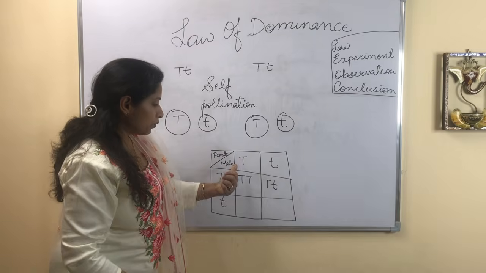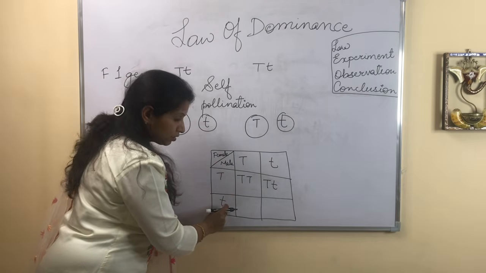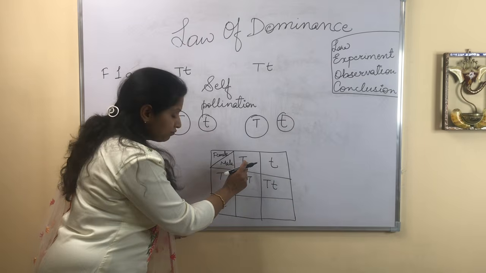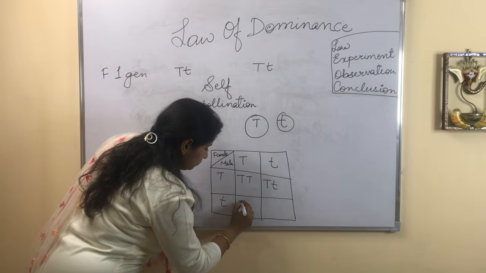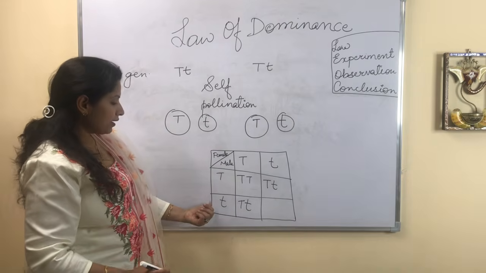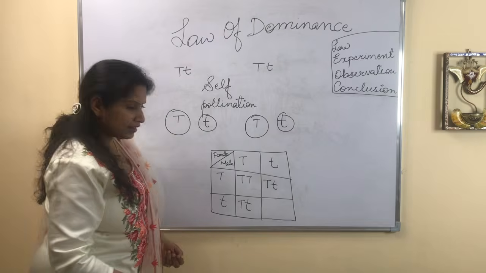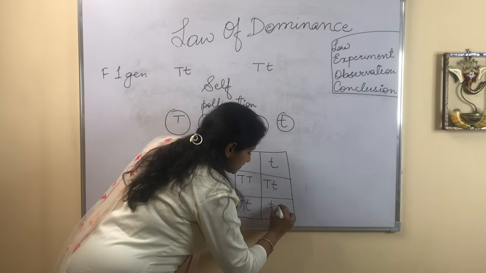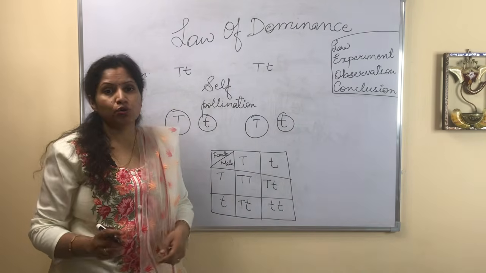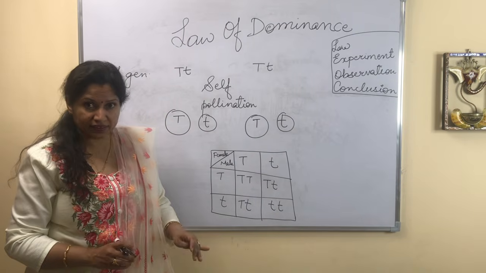Okay. Now, if this pollen grain fertilizes this ovum, it will again result in capital T, small t. And if this ovum and this pollen grain are fertilized, then it will result in small t, small t. Okay, so these four possibilities are there.